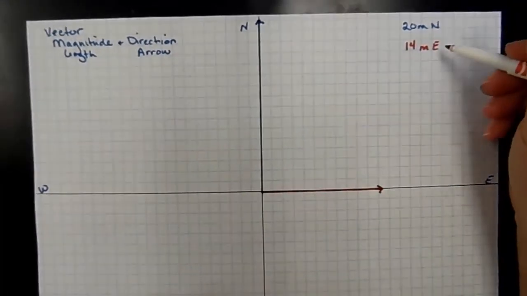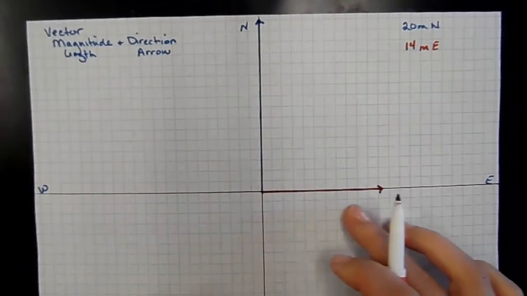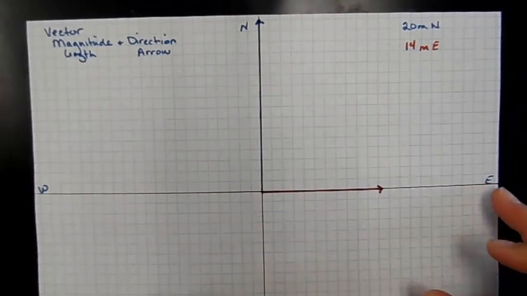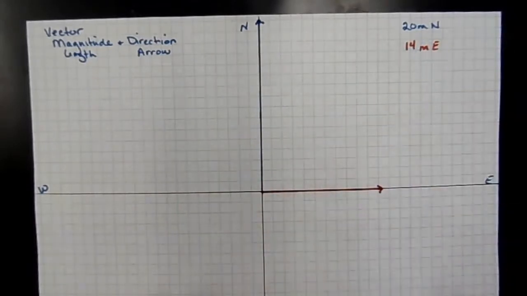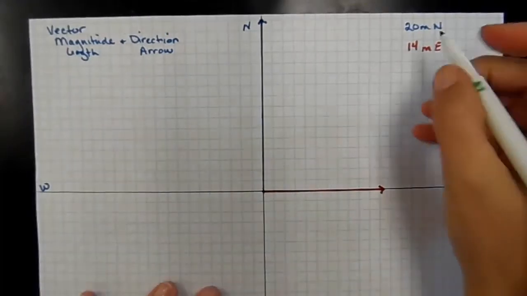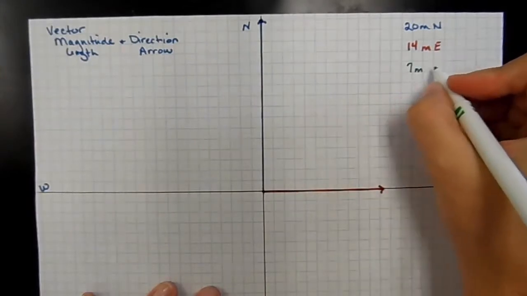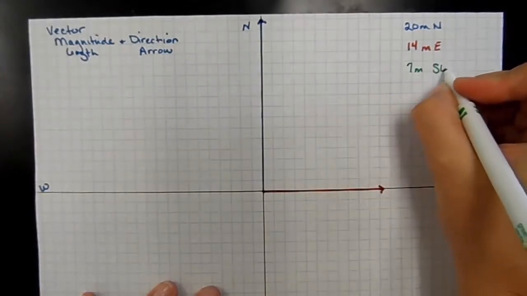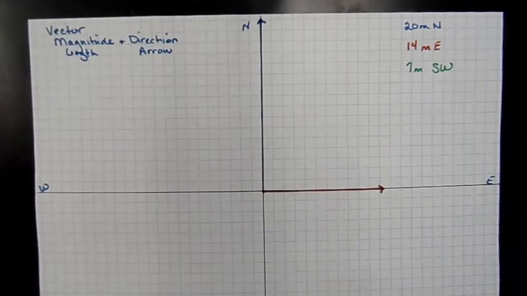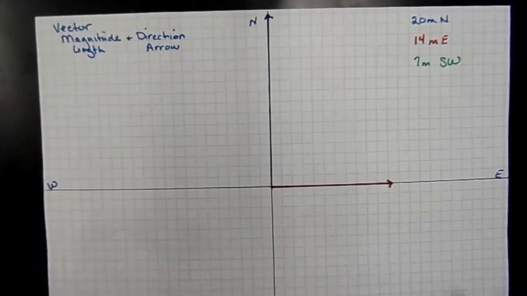So 14 meters to the east is drawn to the east of our paper and represented by a 7 centimeter vector. Now we can make it a little more interesting. Let's just say that we want to move 7 meters southwest. All right, so we're going to start here again.